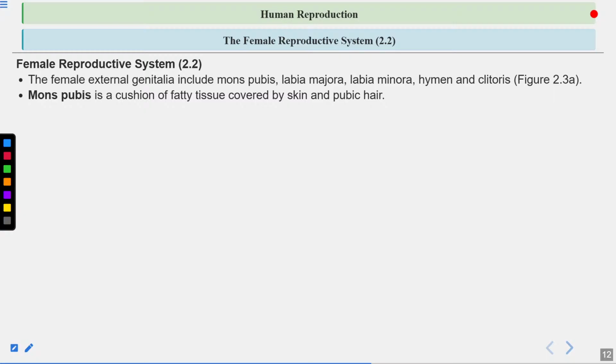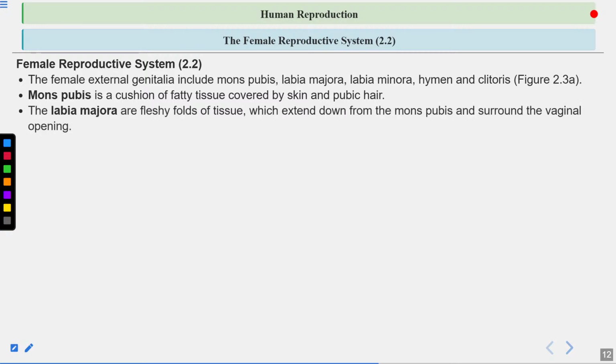Now, mons pubis is a cushion of fatty tissue covered by skin and pubic hair. After mons pubis, there are labia majora. Labia majora are fleshy folds of tissue which extend down from the mons pubis and surround the vaginal opening. This is known as labia majora.